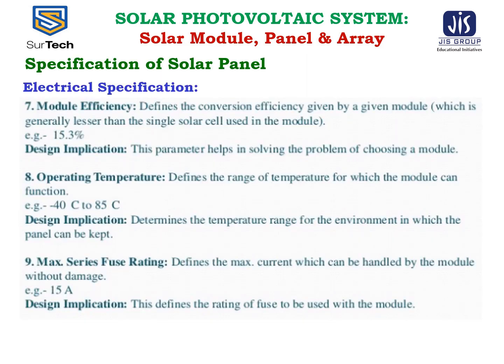Now the module efficiency. This parameter helps in solving the problem of choosing a module. For example, 15.3% efficiency for the crystalline module, and for the thin film, 12% efficiency. So the module efficiency defines the conversion efficiency given by the module, which is generally lesser than the single solar cell used in the module.